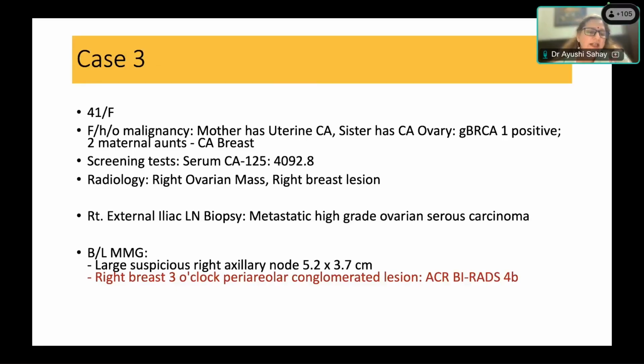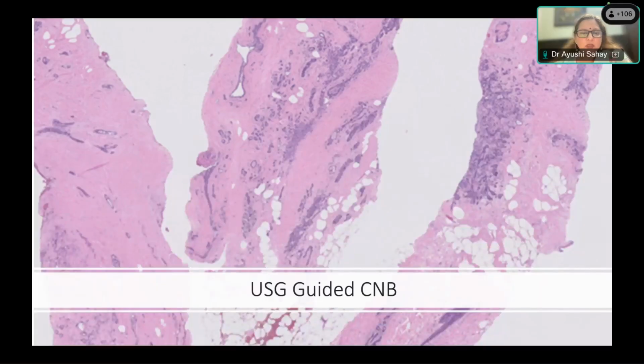The patient underwent an external iliac node biopsy, which confirmed a high-grade ovarian serous carcinoma. But on the mammogram, the right breast lesion, which was further evaluated, was reported as a PIRADS 4B, and the core biopsy was from that lesion.